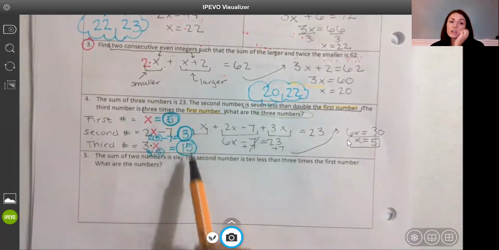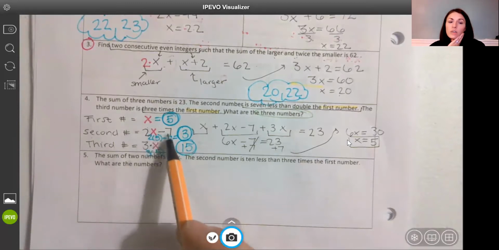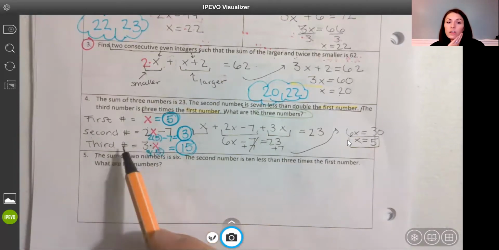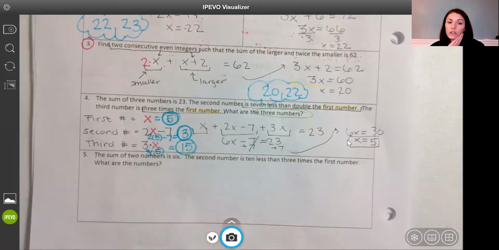Okay, so here are my 3 numbers, the 3 missing numbers, where the second number is 7 less than double the first, and the third number is 3 times the first. And they do add up to 23 if I check it.